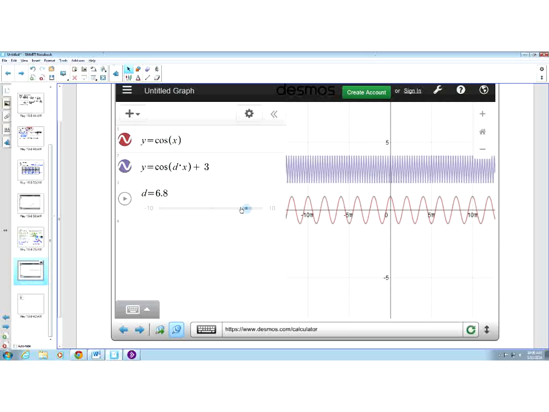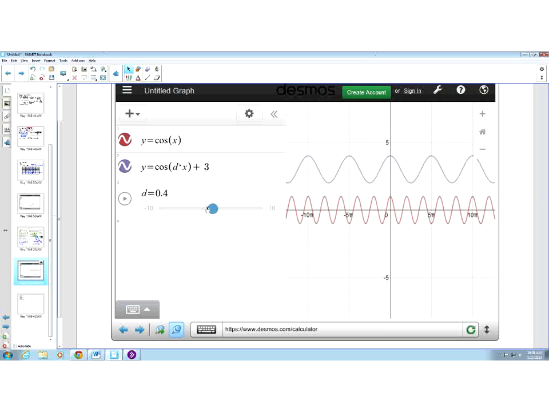So compare the purple graph with the red graph. Okay. So as I decrease d, the graph becomes more stretched out. So this would be a horizontal stretching. Going in this direction, horizontal compression. Going in this direction, horizontal stretching. Okay. And again, when d becomes less than 1, say if d is between 0 and 1, we have a considerable amount of horizontal stretching.